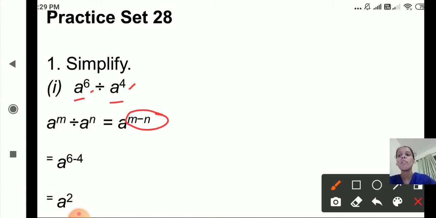Now we'll start solving. As you can see, the base is a, so first we'll write down a raised to, what is the index?